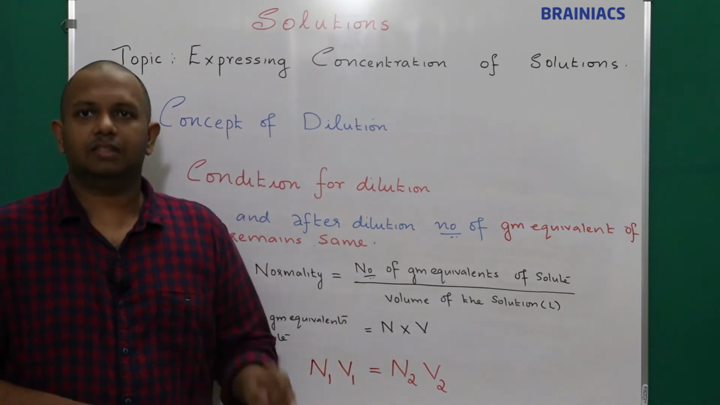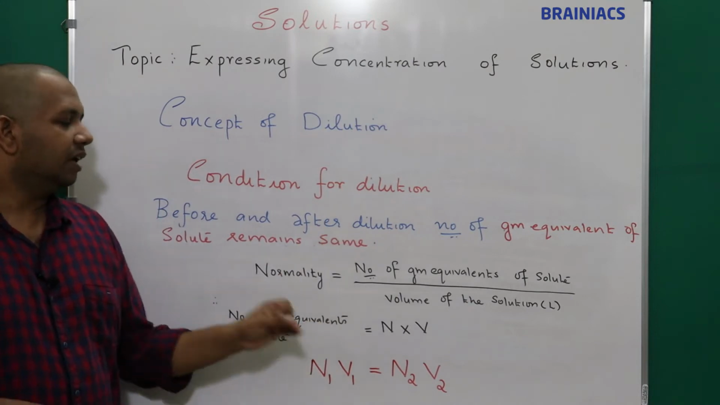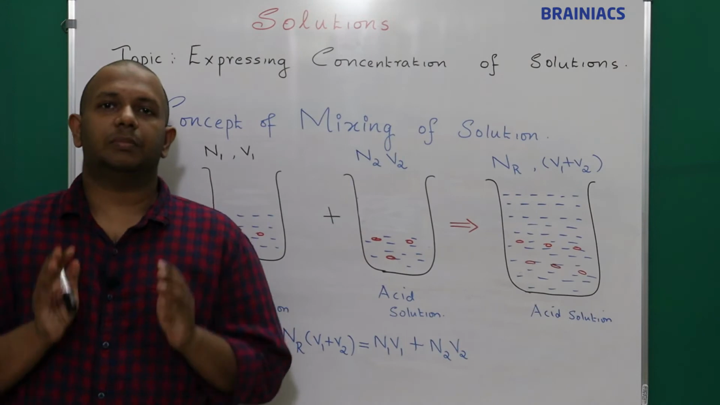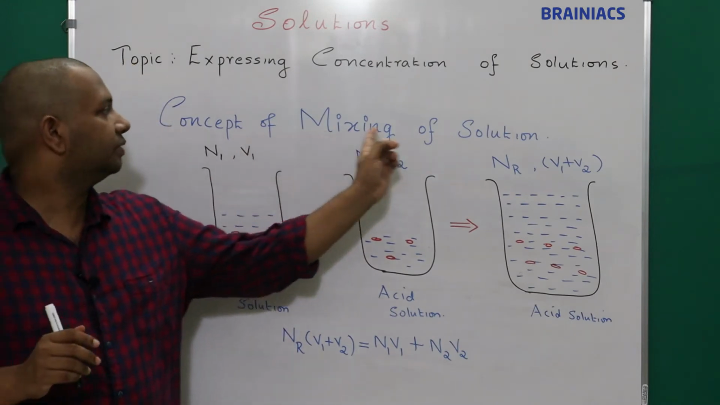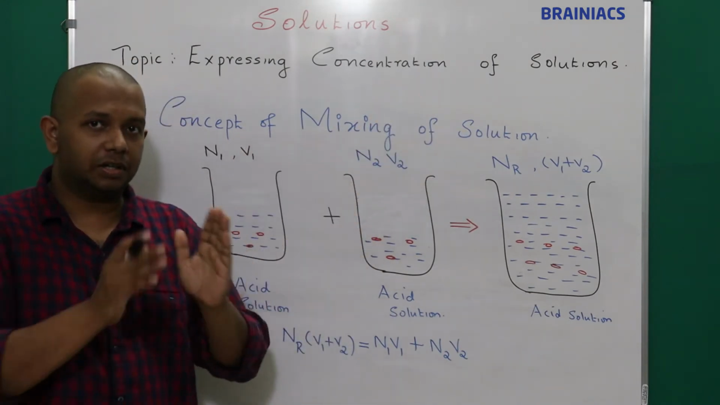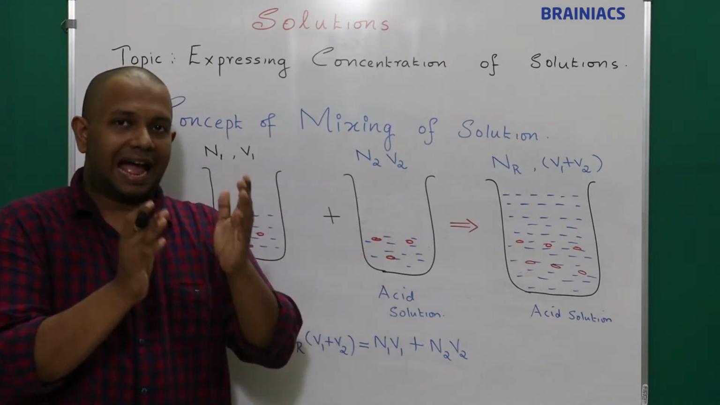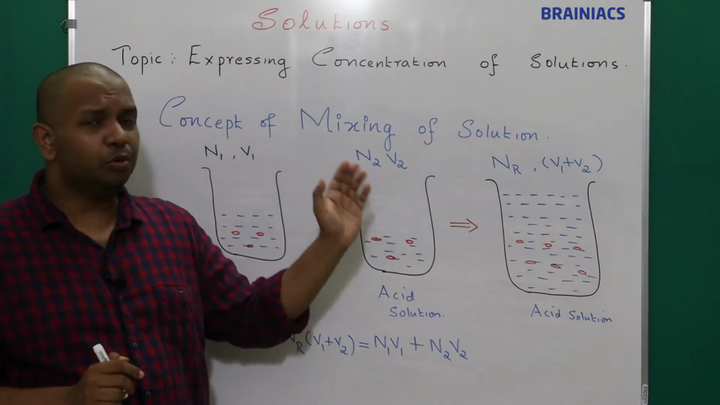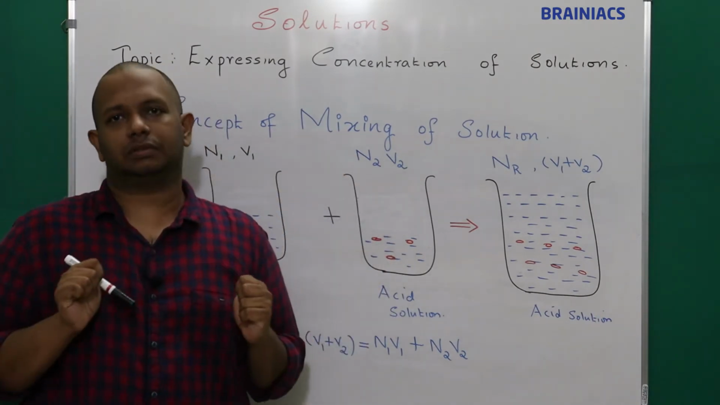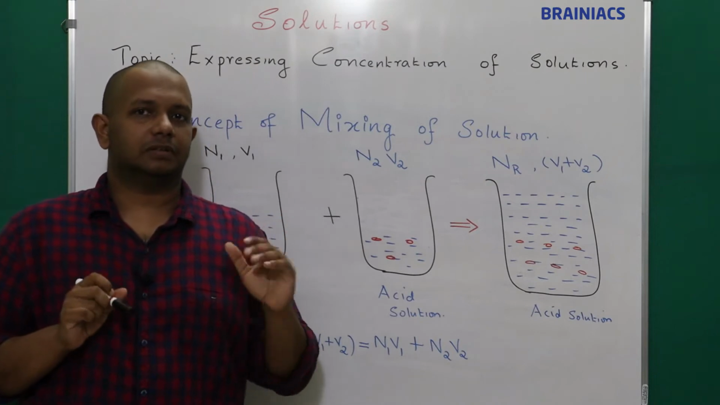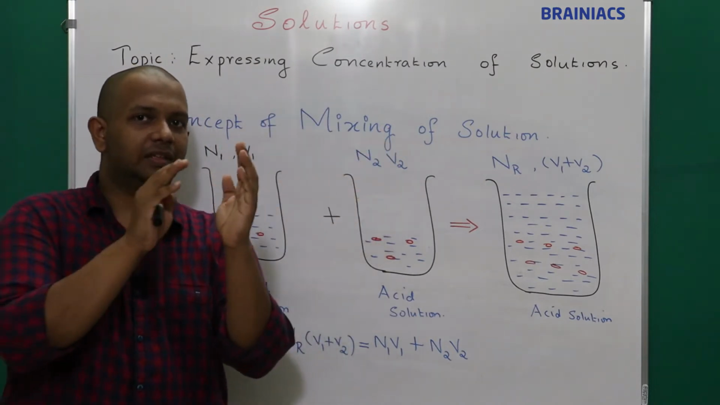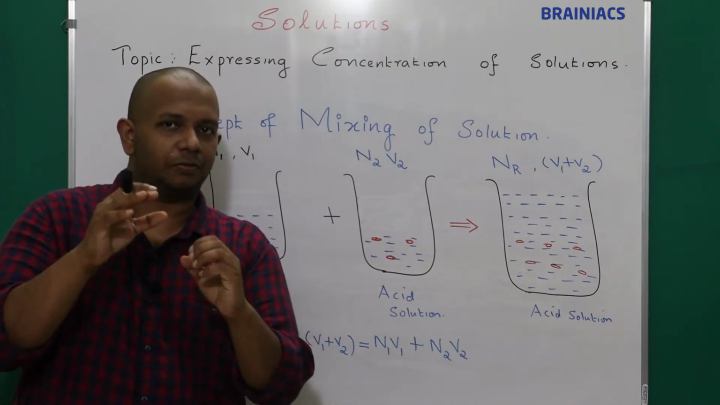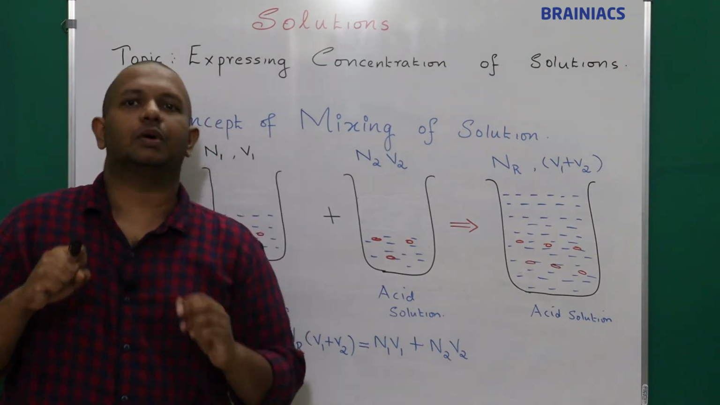One is M1 V1 equal to M2 V2, and the other one is N1 V1 equal to N2 V2. Okay. Next I am introducing you to the concept of mixing of solutions. Earlier we learned the concept of dilution, where you add only a solvent to a solution, correct? Now you are mixing two solutions. Both are different. In the earlier case, you are mixing a solution with a solvent. That is called a dilution.